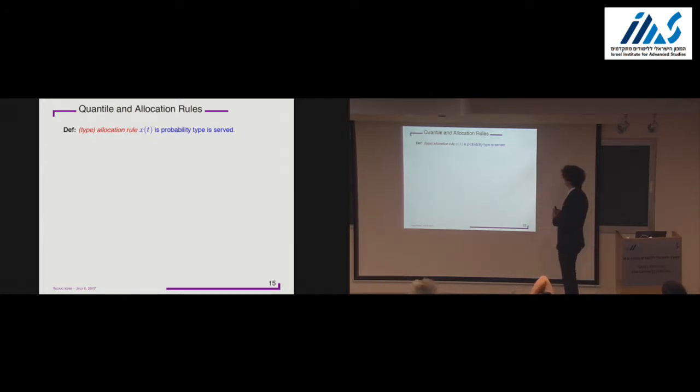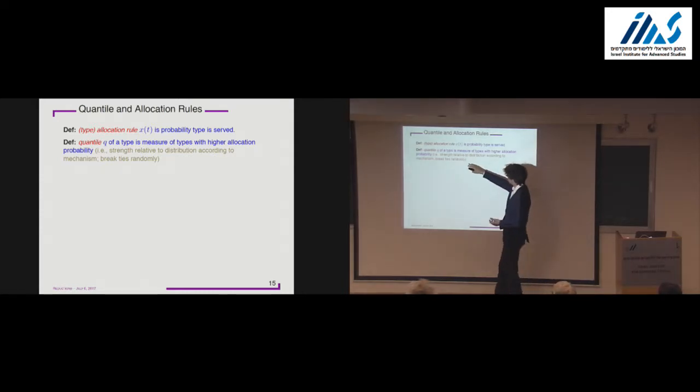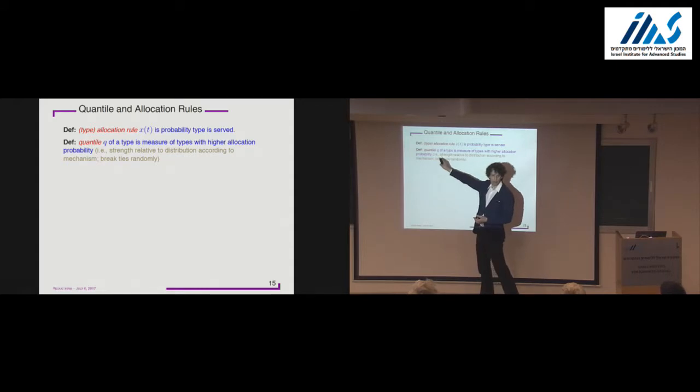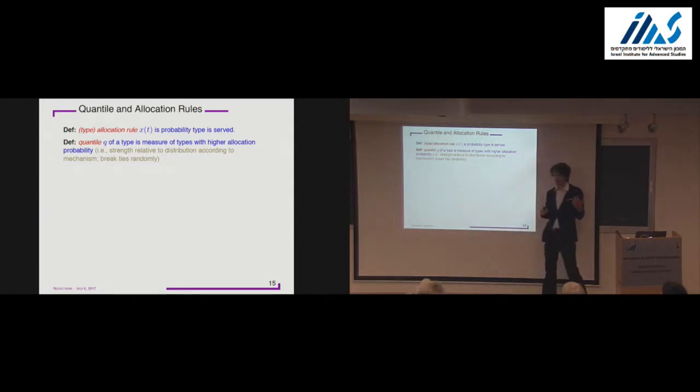If I were to give you the allocation rule in type space, that's the probability that any type is served. Again, as I said, the quantile of the type is the measure of types. In a multi-dimensional setting, it's not always clear ex ante which types are stronger. But if I give you a mechanism, I can tell you which types are stronger. The ones that have higher allocation probability are stronger types. So I can then order the players by their strength with respect to the allocation rule. If they got a higher allocation probability, then in the mechanism, which is an IC mechanism, they must be a stronger type according to that mechanism.